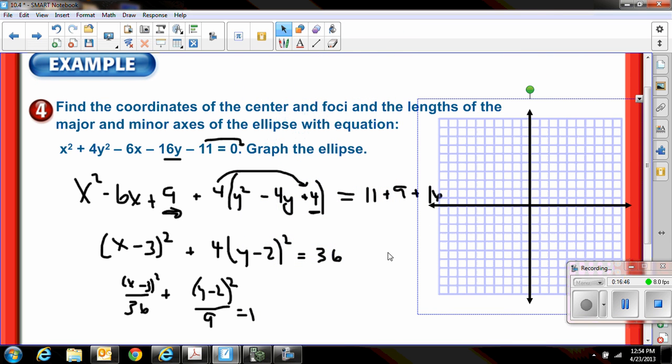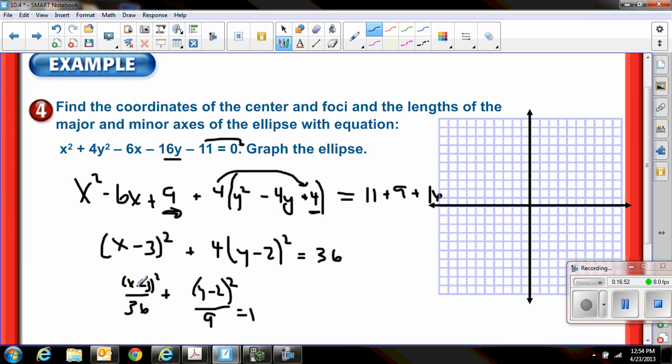Okay, a couple things I noticed first off. It looks a little bit different than the previous ones that I did. But keep in mind, this is simply a transformation, just like with circles. X minus 3 means we're going to shift 3 units to the right. Y minus 2 means you're going to shift 2 units up. So my center is actually located at 3, 2. So everything that I now do is going to go from that center point.